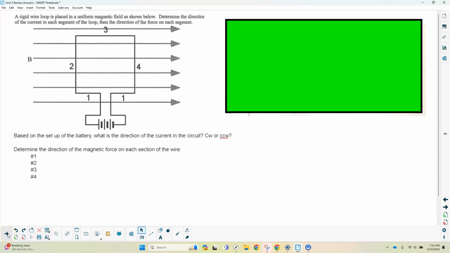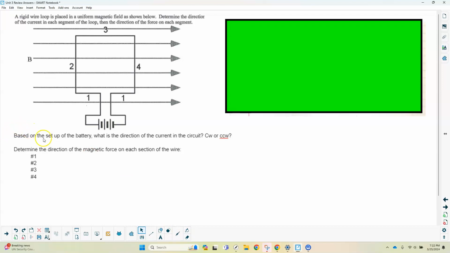Now we're going to look at a wire. There's a loop of wire. This weird shape here with 1, 2, 3, and 4 labeled on it is a loop of wire connected to a battery. This is a direct current battery, with several battery cells here, and it says it's placed in a magnetic field. The field is going, it looks like, to the right across our screen. Then we're supposed to determine a couple of things here.